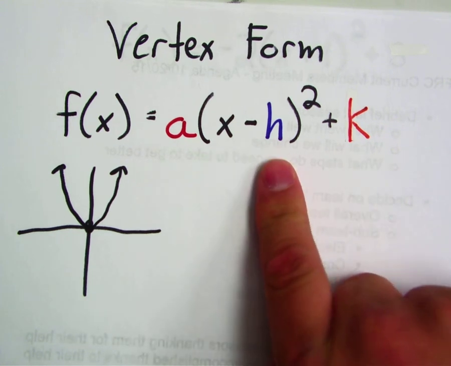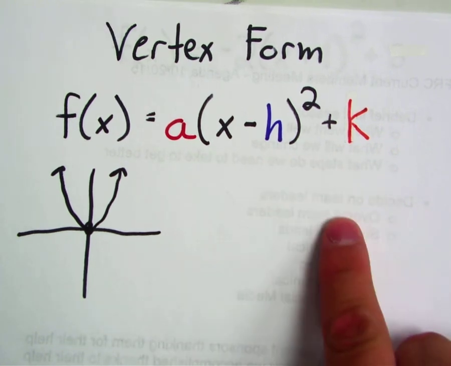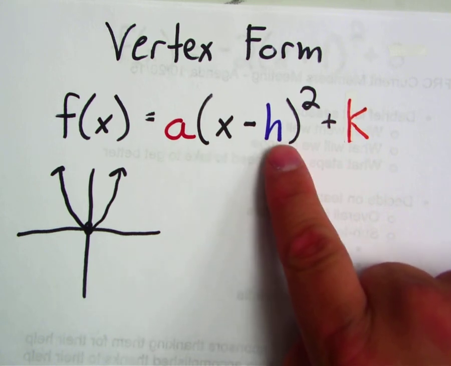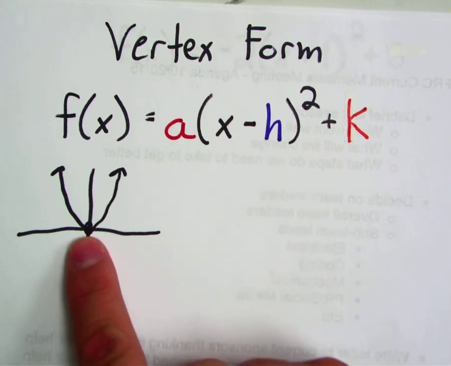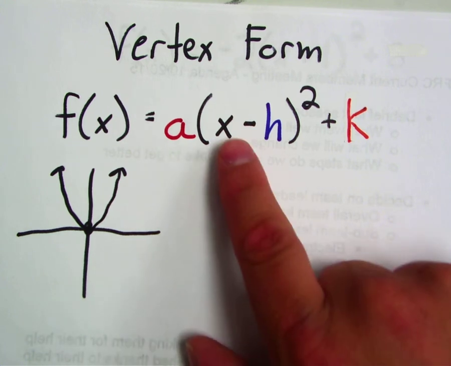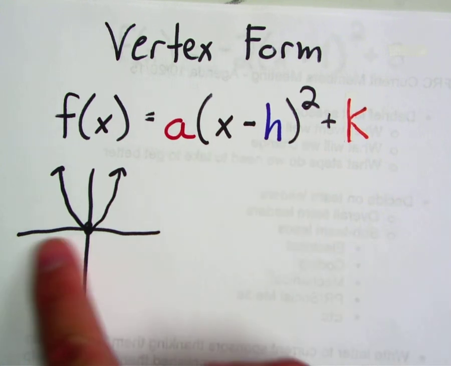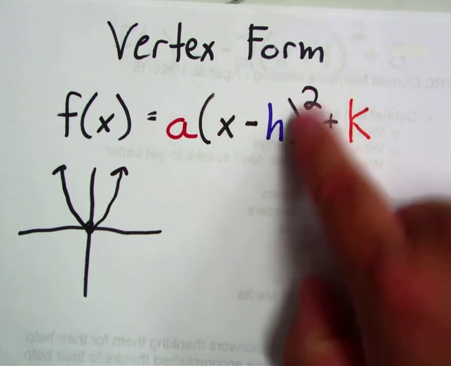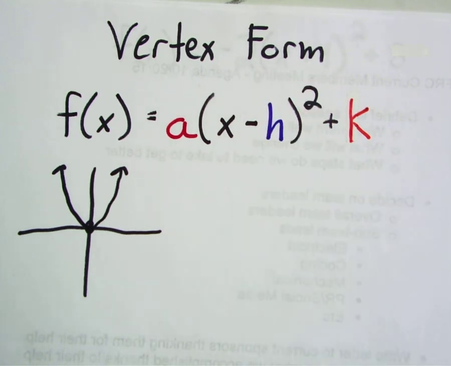So h is a translation in the horizontal, the x direction. And as we saw, if I have something like x minus 3, that's actually going to move my vertex in the positive direction. Or if I have something like x plus 3, that's going to move my vertex in the negative direction. And so even though we'd have x minus h, h by itself here is the actual coordinate of the vertex.